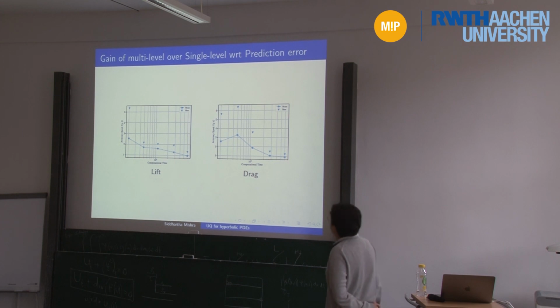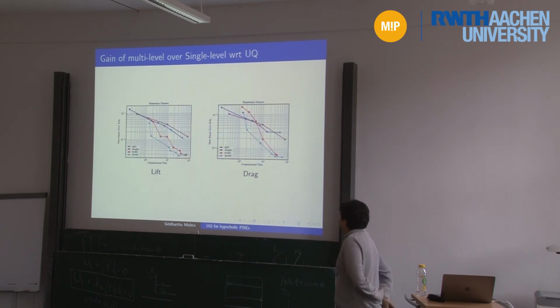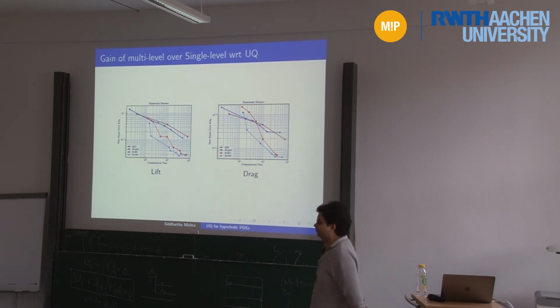And here the speed ups in terms of prediction error are significant. So it can be 5, 2 for instance for the lift, and for the drag it is about a factor of 5 to 6. And when you do UQ, this is over the machine learning algorithm, multi-level machine learning, you have a factor of 5 to 6. And this is the final graph that I have, and after that we stop.